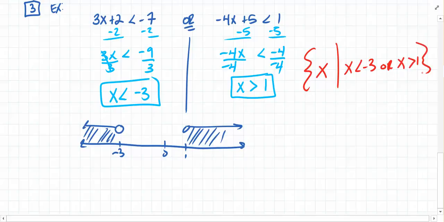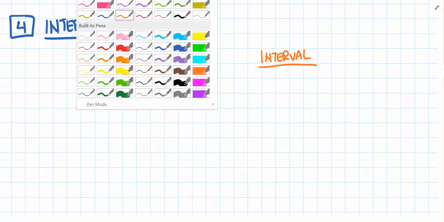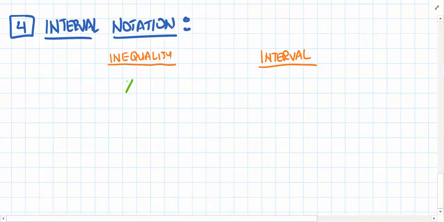So we're going to discuss how to transpose an inequality to an interval and vice versa, okay? So we'll start off with something that we've already done before. I'll do green, okay? If I have this inequality, x is greater than 3, okay? x is greater than 3. There's another way that we could write this using an interval notation, all right?